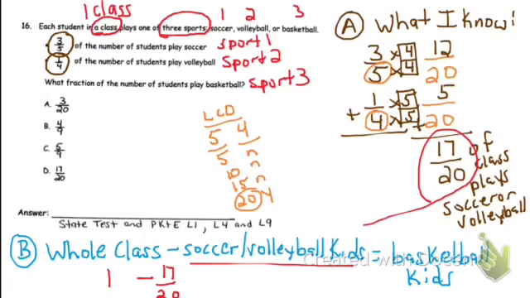I've run out of room, so I'm going to move to the next page to finish this up. So I have 1 for my one whole class minus 17/20. So remember, 17/20 is a fraction. It needs to go in its own fraction column. So I'm getting ready to go ahead and subtract.